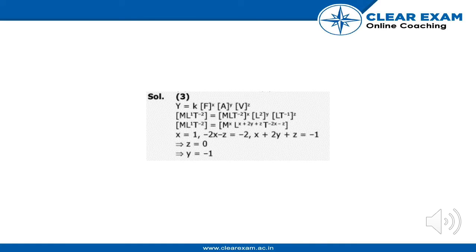Now we compare the powers, and we have x is equal to 1, -2x - z is equal to -2, and x + 2y + z is equal to -1. So that gives us z is equal to 0 and y is equal to -1. So the solution is the third option.